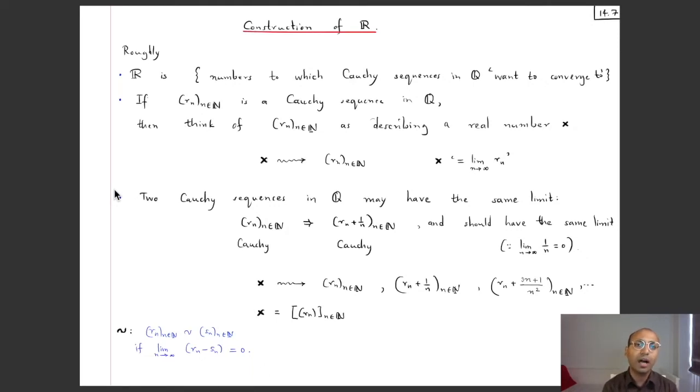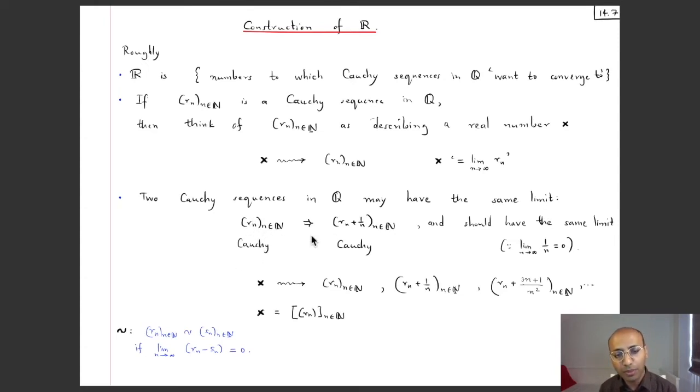So roughly speaking, R is going to be the set of all numbers to which the Cauchy sequences in Q want to converge. So the idea is that given any Cauchy sequence r_n in Q, we think of this Cauchy sequence as describing a real number x. So associated with this Cauchy sequence is a real number x, and x is, in quotes, the limit as n tends to infinity of this r_n. But of course, two Cauchy sequences may have the same limit.